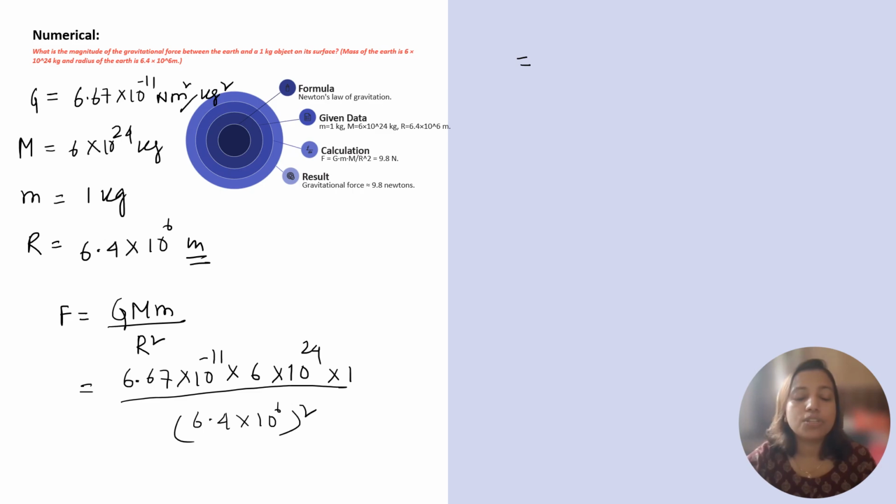And if you calculate these values, after substituting all the values, you will get the value of the gravitational force as 9.8 Newton. I have done the question previously, so I can tell this is the correct answer. That much amount, or magnitude, of the gravitational force acts between the Earth and the 1 kg object. This is the magnitude basically. So this is our answer.